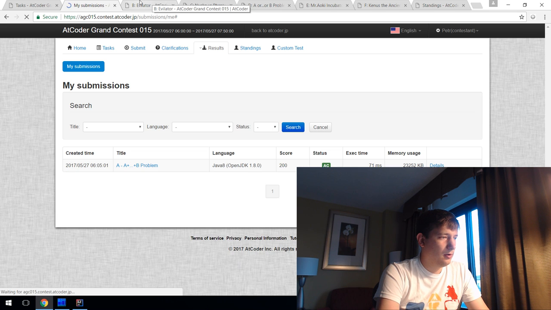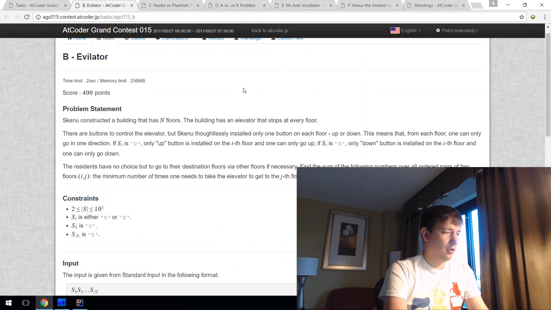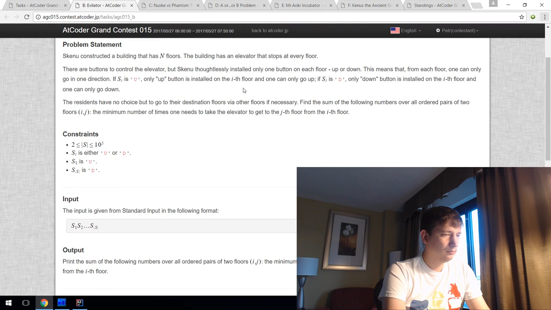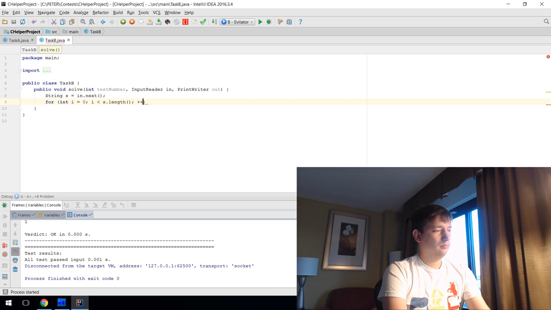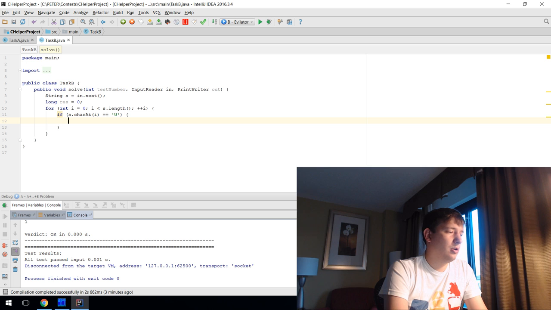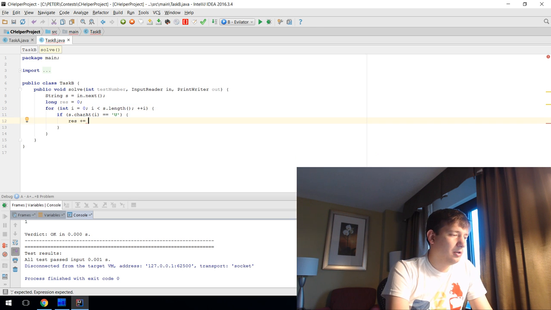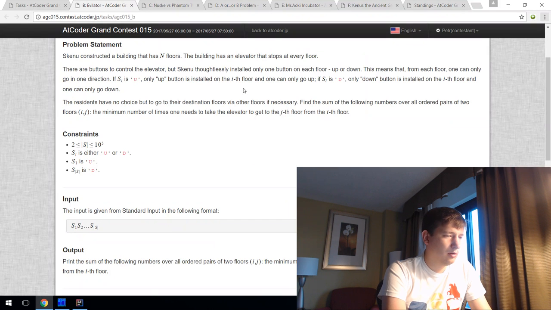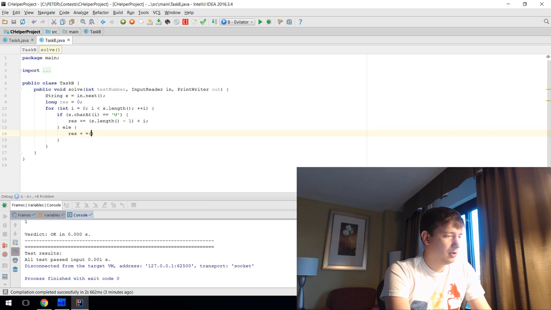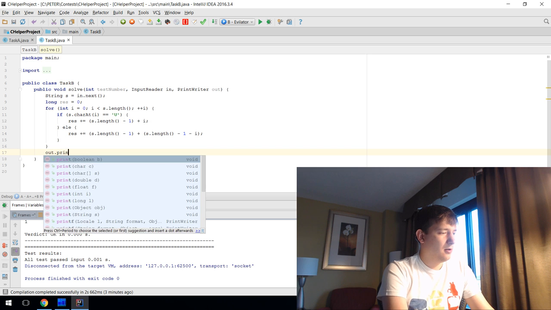So, accepted first problem, good. Okay, so here also not very interesting. And up, and I can add to the result the length. So this is for one, and then for two, we need to add extra minus one. Sorry, and the extra two is i. Otherwise, we are the same. Plus s length minus one minus i. We print the result.